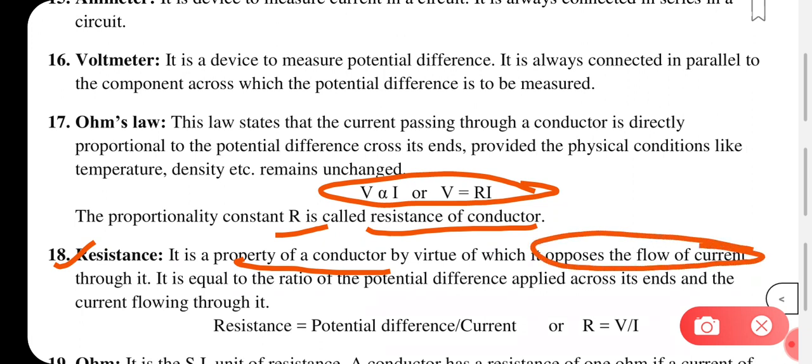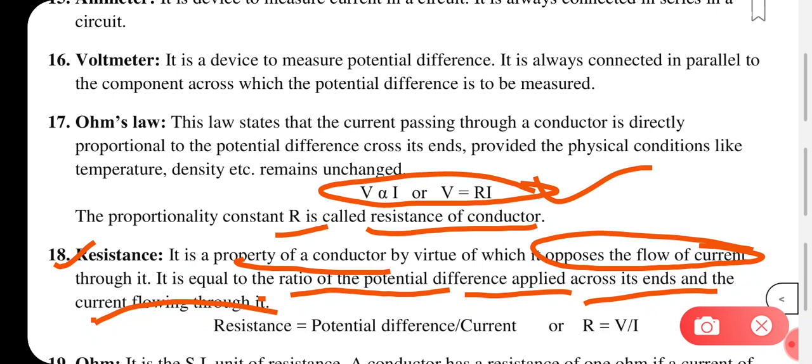So what is resistance actually? It is the opposition to the flow of current. Whatever hindrance is there when the current is flowing is measured in terms of resistance. It is equal to the ratio of the potential difference applied across its ends to the current flowing through it. So what is resistance?